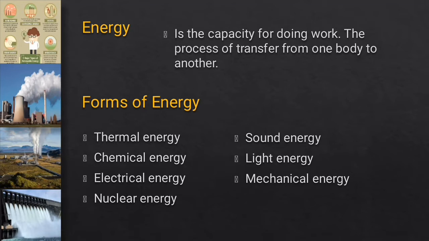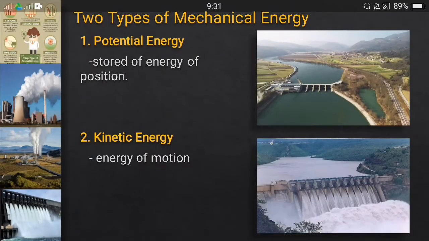And then we have mechanical energy. This energy is possessed by an object due to its motion or due to its position. Mechanical energy can be either kinetic energy, or energy of motion, or potential energy, which is a stored energy of position. Potential energy is a stored energy that depends upon the relative position of various parts of a system, while kinetic energy is a form of energy that an object or a particle has by reason of its motion.